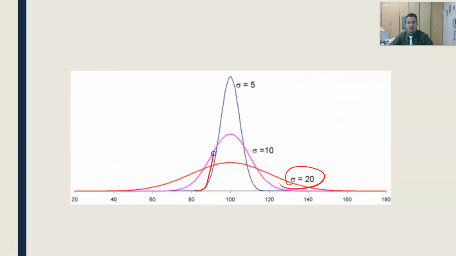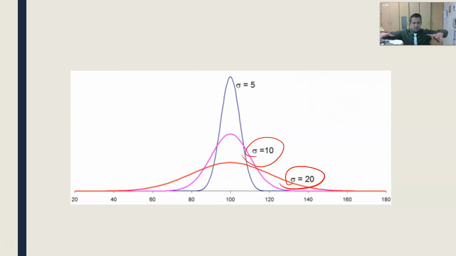This really tall, skinny one is much less spread out. All of the data values are really close to the mean, really close to 100 here. So that standard deviation is going to be a lot smaller. This pink one in the middle has a standard deviation between those two. So visually, that's what standard deviation looks like when we reflect back on our histograms.